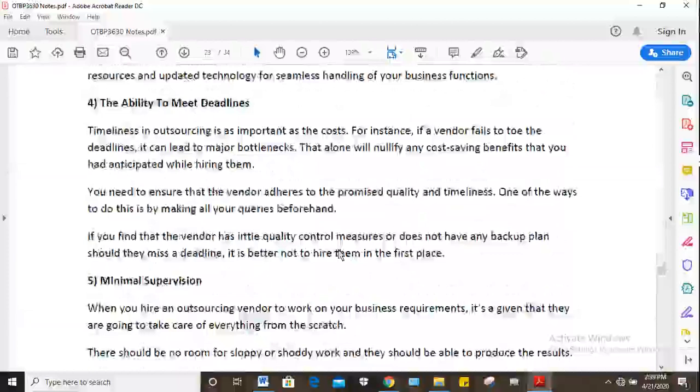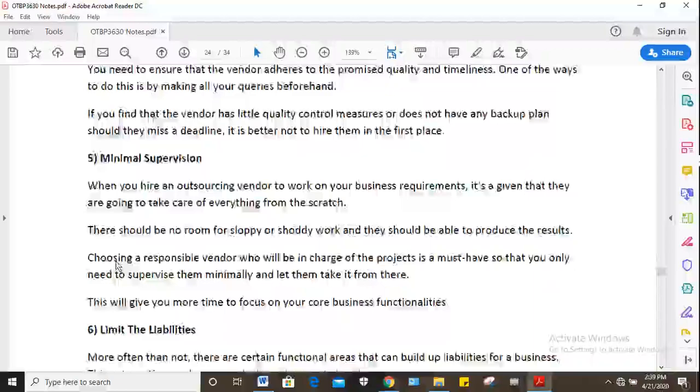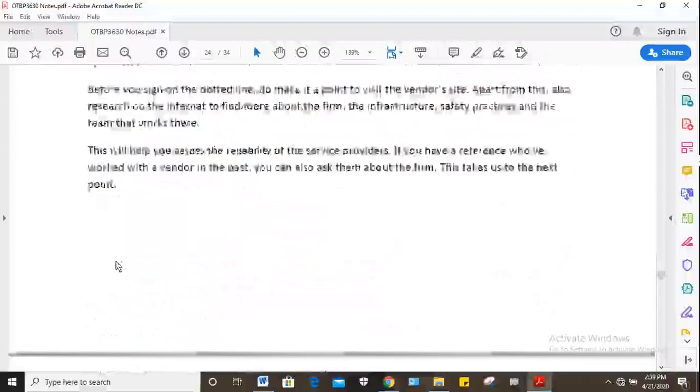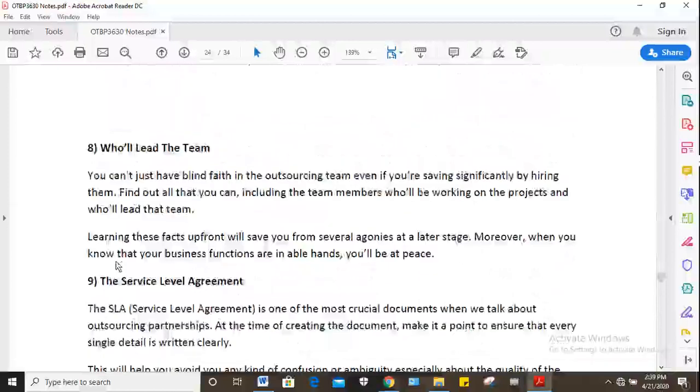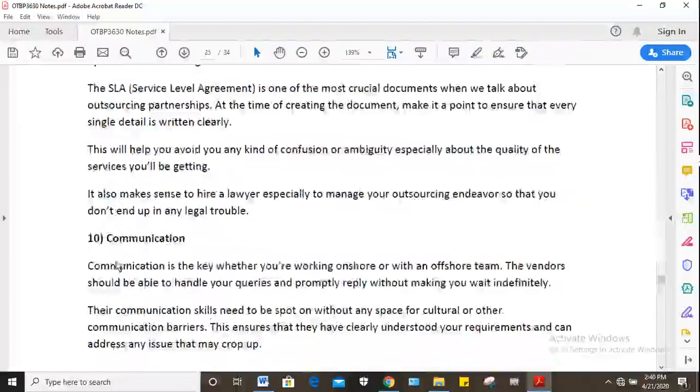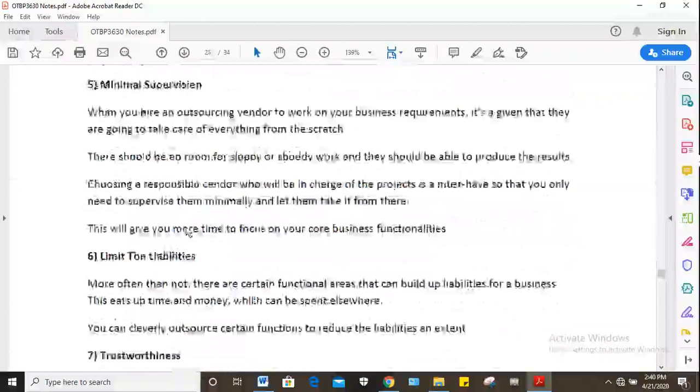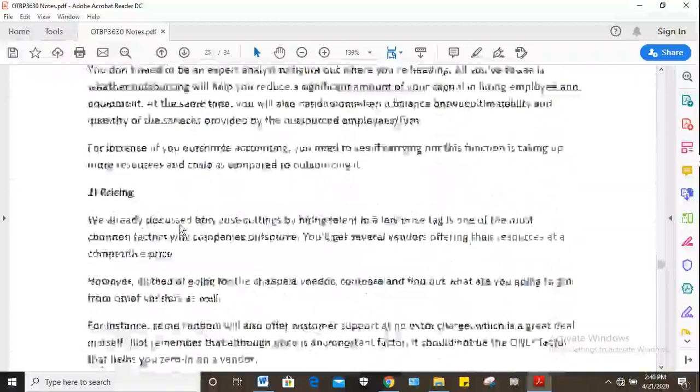But otherwise, if the external provider is going to struggle, then there's probably no need to use them, or you might need to look for someone else. Minimum supervision, limit the liabilities, trustworthiness, who will lead the team, that is the people in the third party who are going to be leading the outsourcing, the production of whatever you're outsourcing to them. Then the service level agreement, or SLA, then communication. So all these aspects need to be considered when you are choosing an outsourcing partner. You need to make sure that all these things are going to be favorable on your side. Those are usually the factors that determine your choice of an outsourcing partner.